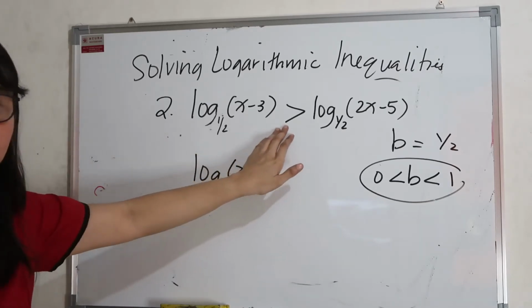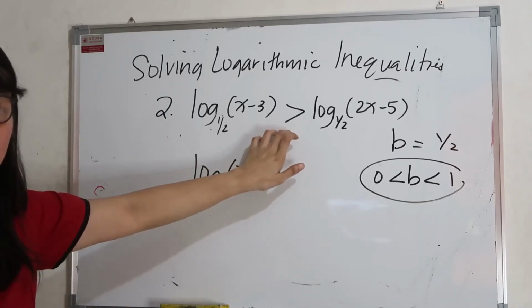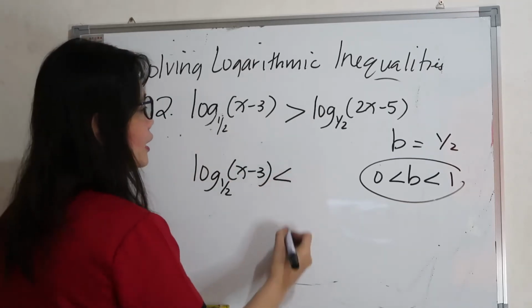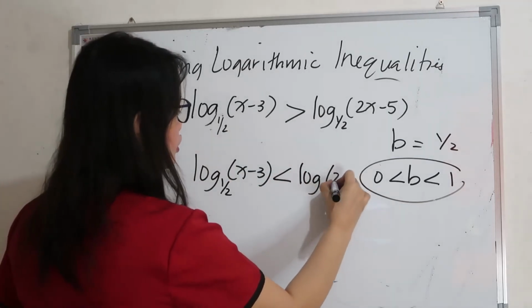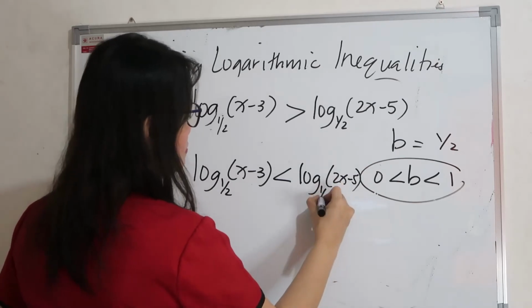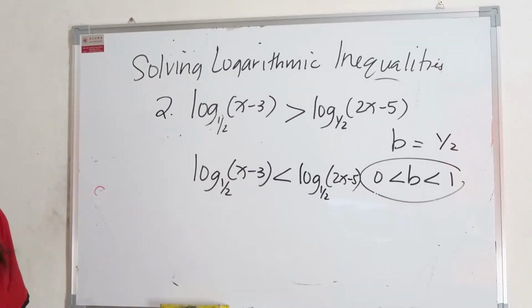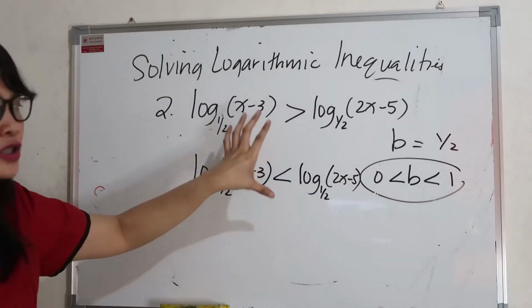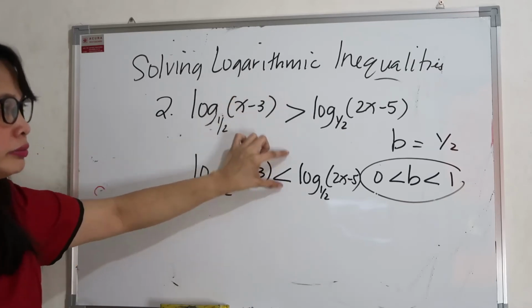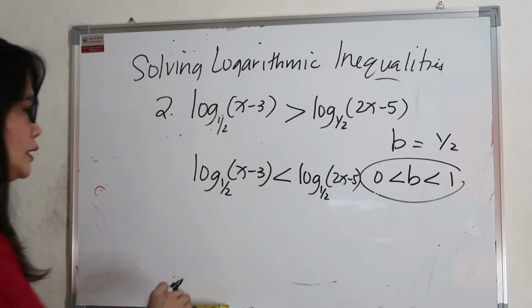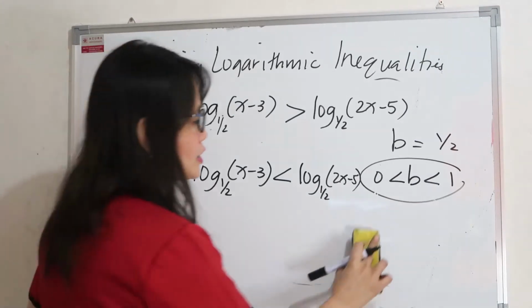We're going to use what? Less than. Okay, less than log of 2x minus 5 with a base of 1/2. So that's the first condition. You need to reverse the symbol if your base is less than 1.